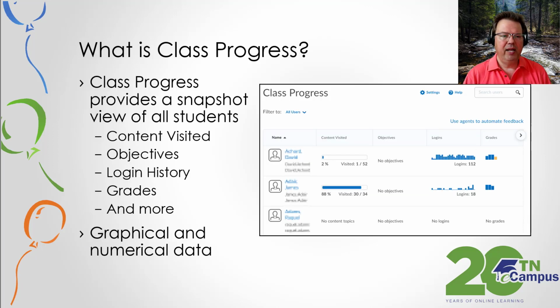So what is it? Well, class progress provides a snapshot view of all students. In this particular example, we're looking at content visited, objectives, login history, grades, and there can be more. It only shows 4 at a time, but you also have the ability to customize that, and we'll look at that in the next slide. But I also just want to note that there are graphical representations as well as numerical ones, so there's different ways of looking at this information.